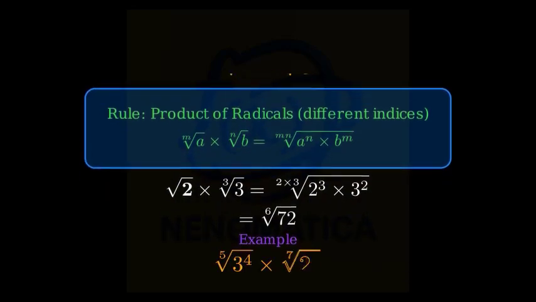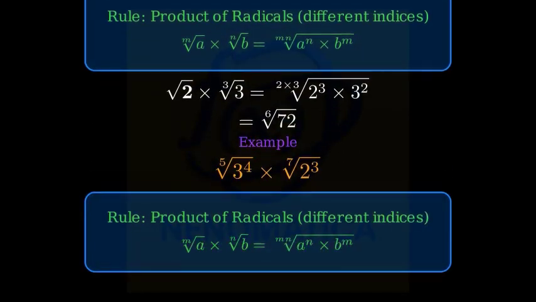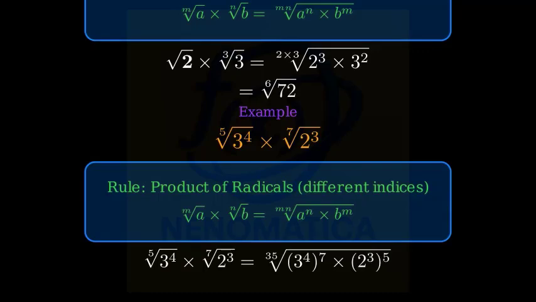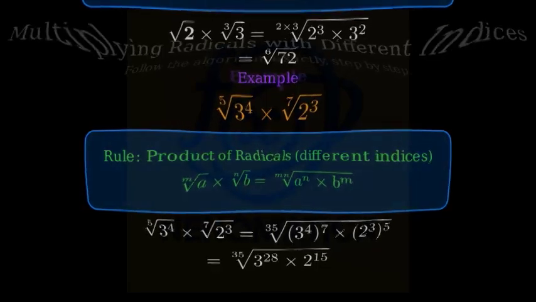Example, problem statement in bold orange. 5th root of 3 to the 4th times 7th root of 2 to the 3rd. Show the same rule box again. Apply the rule to get a 35th root with exponents outside the parentheses. Finally, simplify the powers to 3 to the 28 and 2 to the 15 under the 35th root.